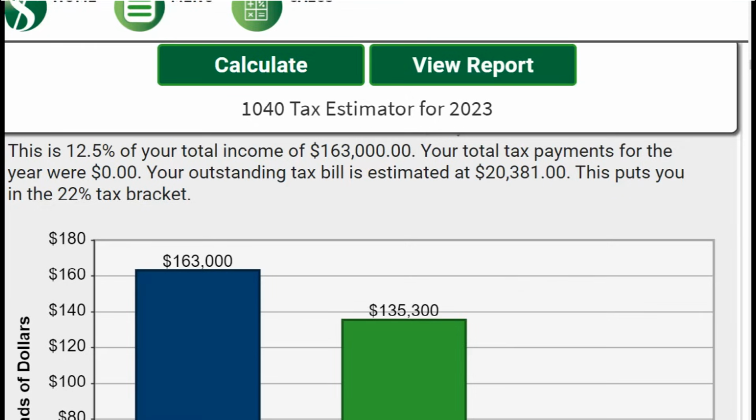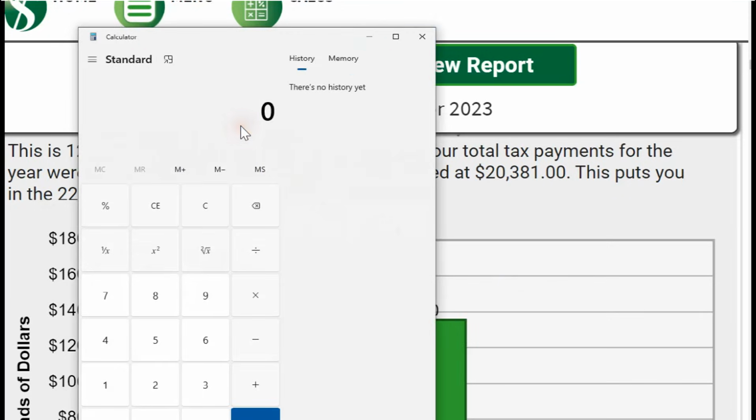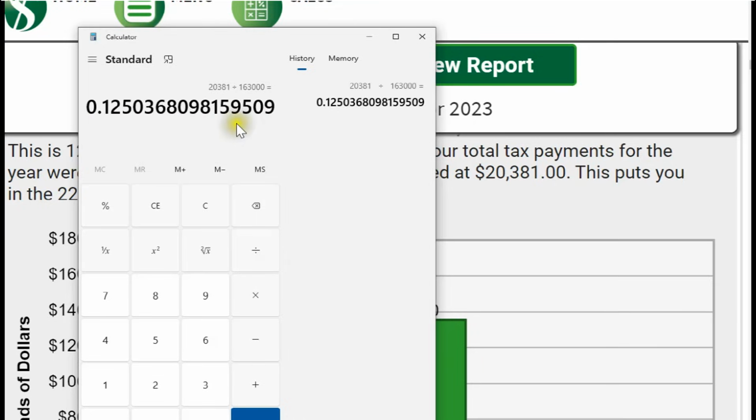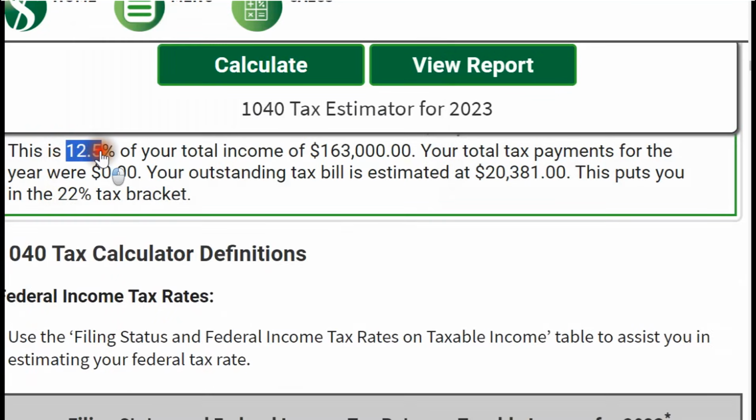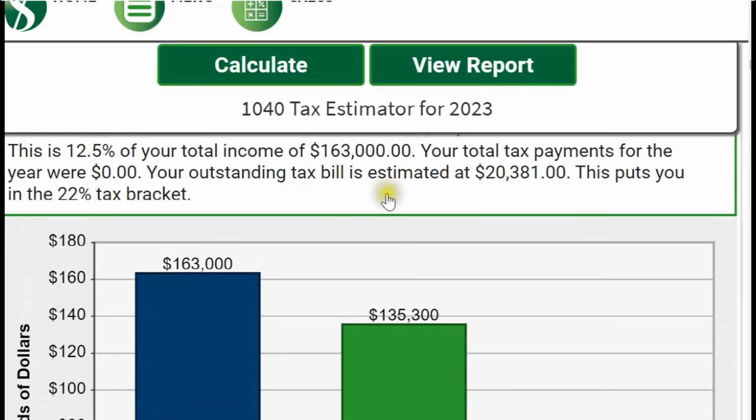That should be 12.5%. Now, some people would say that you should calculate the effective tax rate off just the taxable income. But in this case, they've used all of the income, so you can quibble about that if you want. But anyway, the amount that's due is going to be just over $20,000.